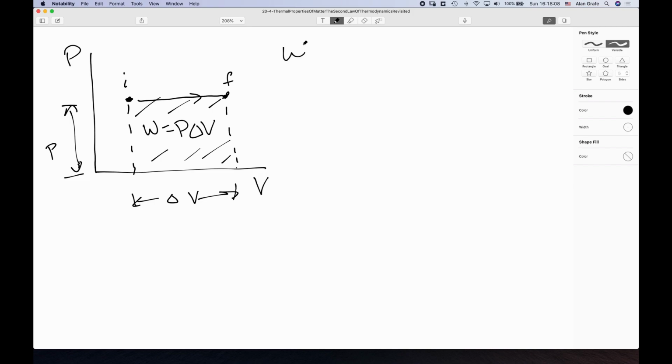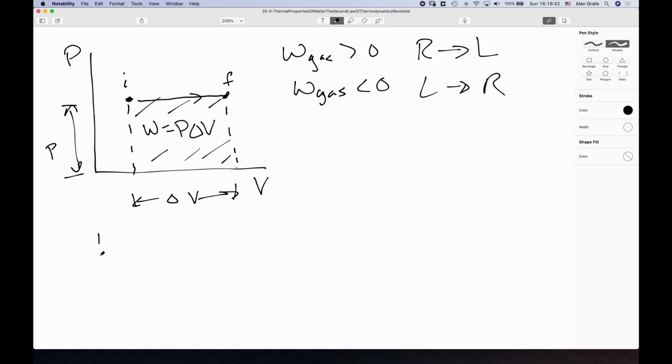Here the work being done by the gas will be positive if we're going left to right. If you think about it, we started with a smaller volume and ended up with a bigger volume. This is the piston head being pushed out. And the work done by the gas will be negative if we're going from right to left on such a diagram.